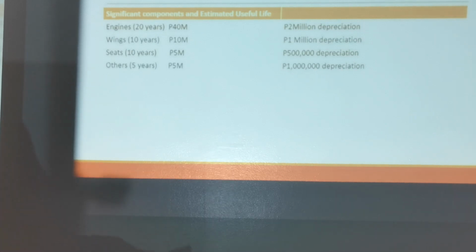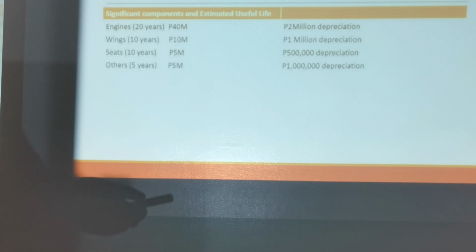Those that are significant will have to be identified separately by management. So in this case, engines: 40 million divided by 20, so the depreciation per year is 2 million. Now the wings, 10 million divided by 10 years, so the depreciation is 1 million. And then the seats, 5 million divided by 10, so that's 500,000. And the other parts would be 5 million, depreciable for 5 years, or 1 million pesos.